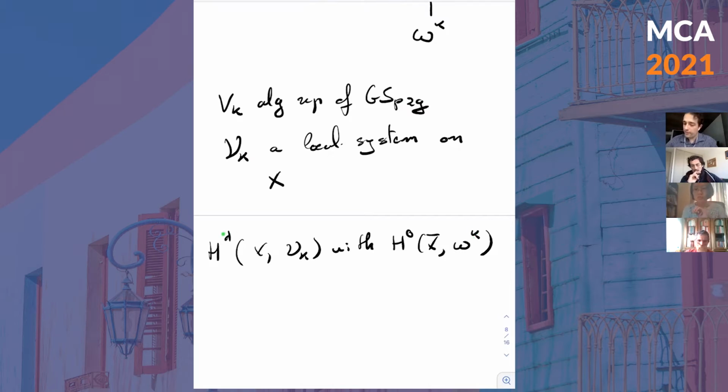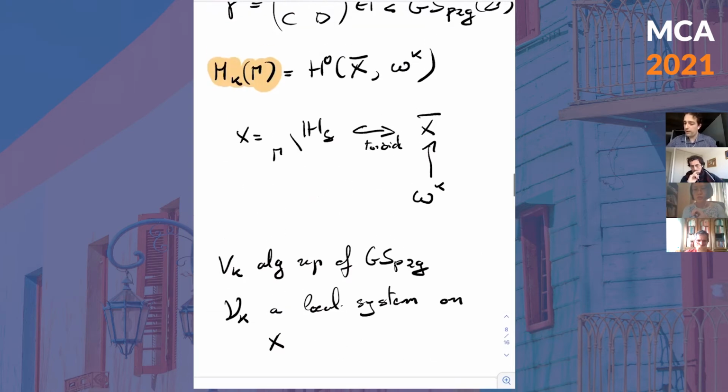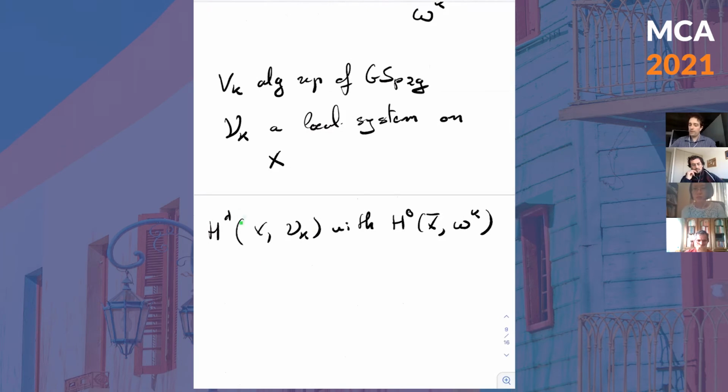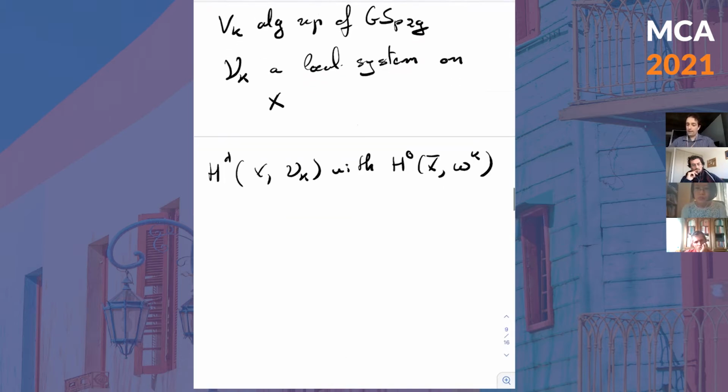And here D is the dimension of the Siegel upper half space, so it's G plus 1 over 2. So I want to compare this space with this space, and they both realize Siegel modular forms, and I want to see how I can compare them. And compare this, and then compare this in family.